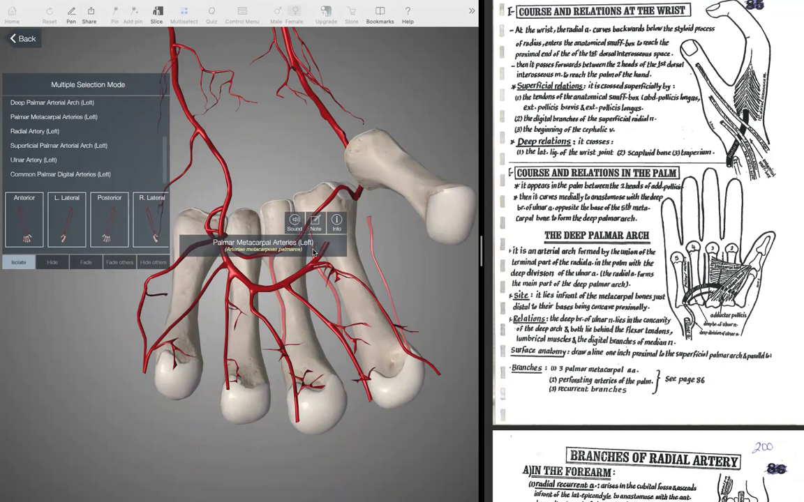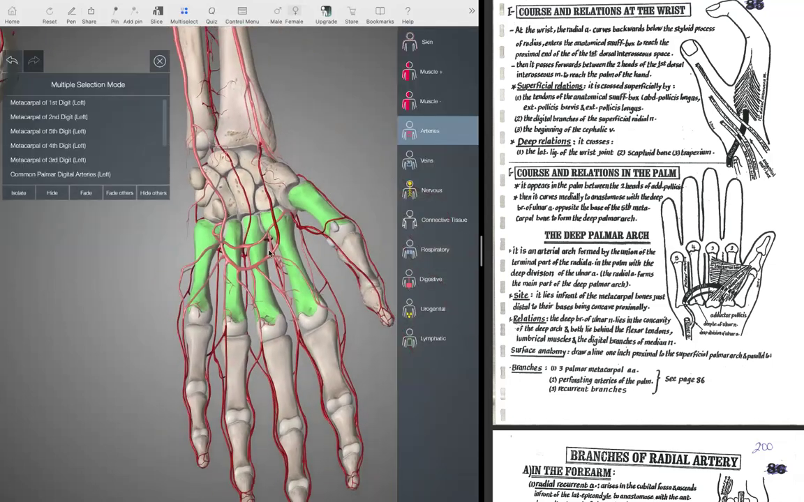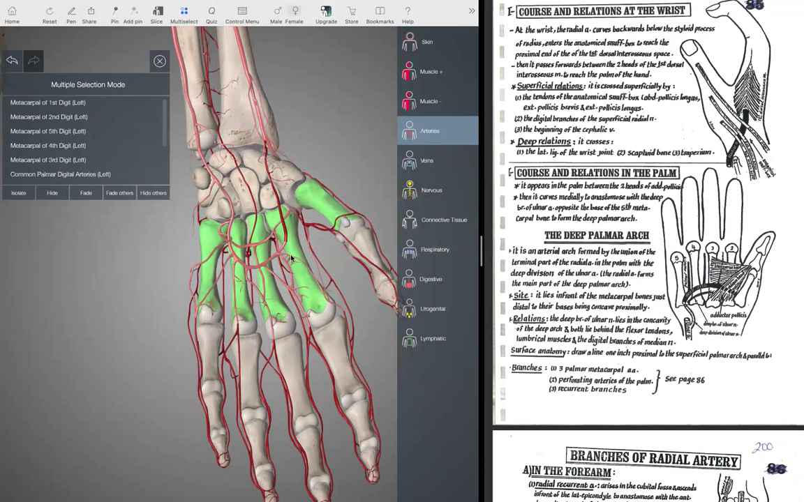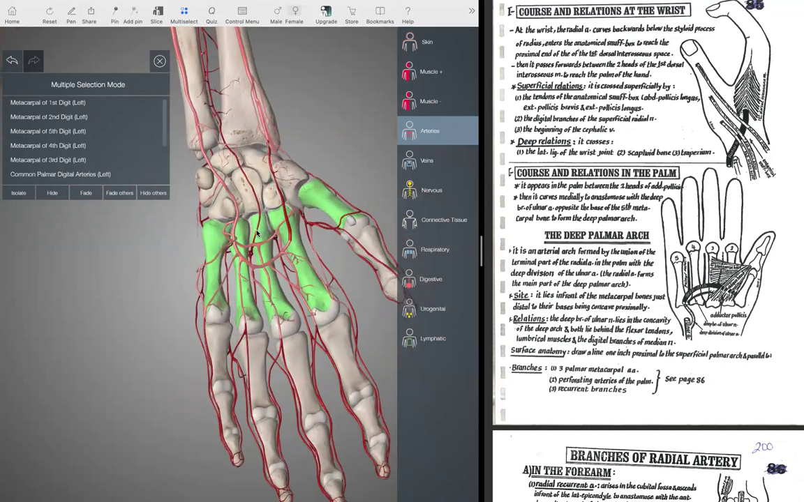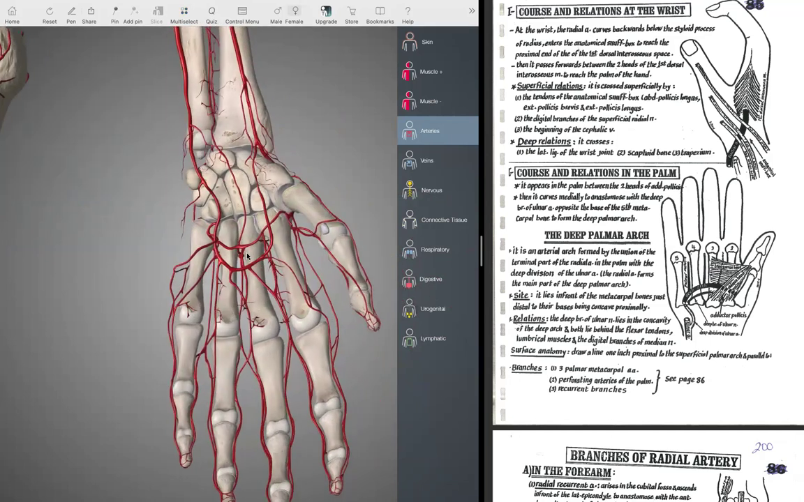Number two, perforating arteries of the palm. I really don't know how to get them out here, but let's see. No. Perforating arteries of the palm.